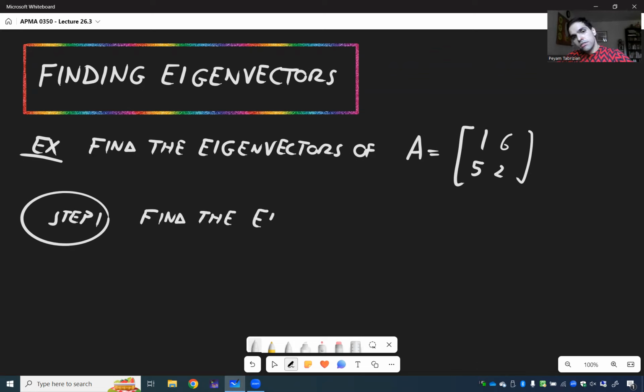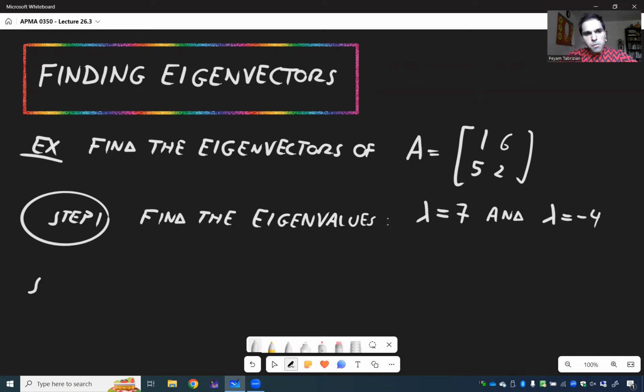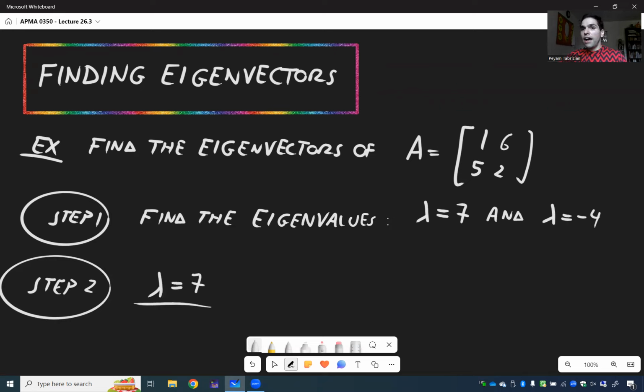The eigenvalues, which we found in the previous video. I believe we found lambda equals 7 and lambda equals -4. And remember, eigenvectors are related to eigenvalues. So we'll first find all the eigenvectors related to 7, and then all the eigenvectors related to -4.